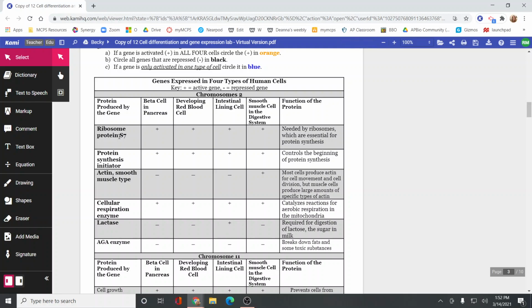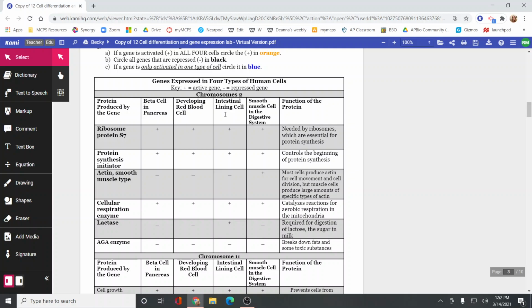Okay, so ribosome protein S7, protein synthesis initiator, actin, cellular respiration enzyme, lactase, AGA enzyme. These are the proteins that are produced by the genes. So these are the genes. And then here's their functions. So later on in the conclusion, we're going to ask you about why certain cells turned on certain genes, and it depends on their function.